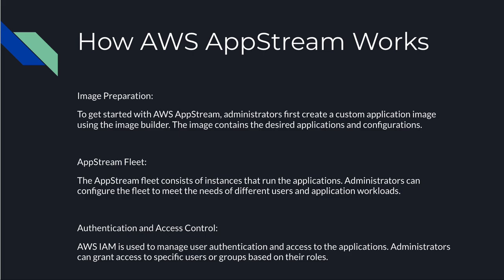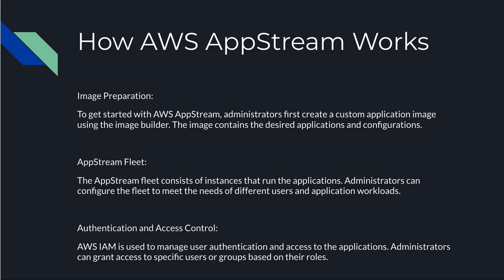Then the AppStream fleet comes into the picture. Once you have the image, you have the blueprint of how to create this application. The AppStream fleet basically consists of instances that run the application. So these are the actual servers which are running your application, and the administrators can configure the fleet to meet the needs of the different users and application workload, right? So these are actual servers where your application is running, which you have created from the image.